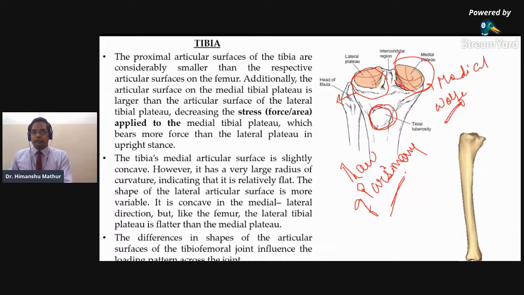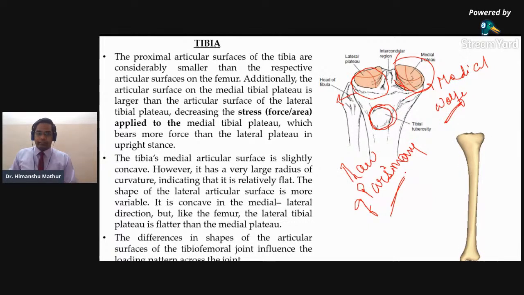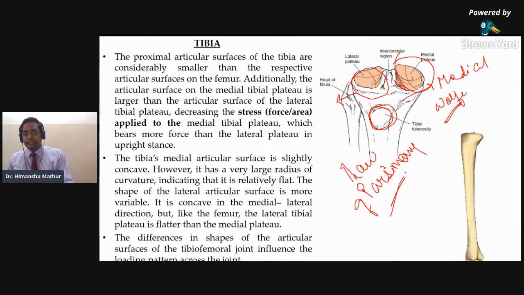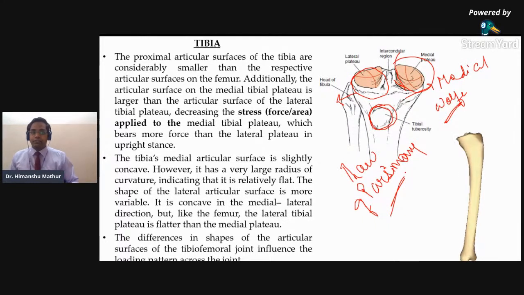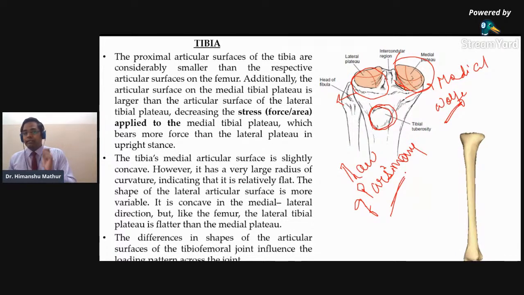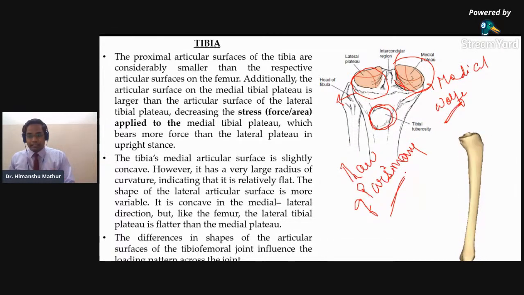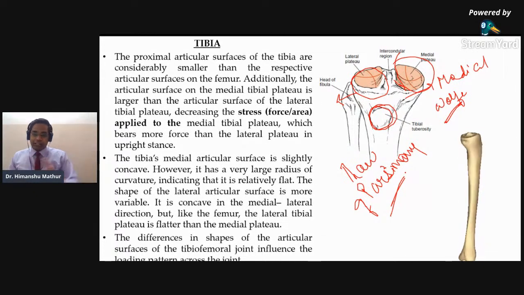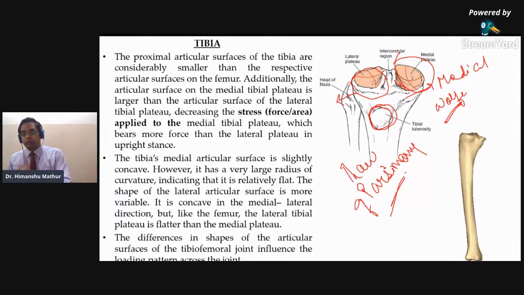Additionally, the articular surface on the medial tibial plateau is larger than the articular surface of the lateral tibial plateau, decreasing the force per unit area applied to the medial tibial plateau, which bears more force than the lateral plateau in the upright stance. क्योंकि जब हम खड़े रहते हैं, when we are standing, the whole weight is falling directly over the knee, and the weight has to be distributed between both the condyles.